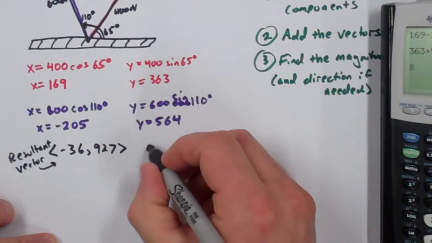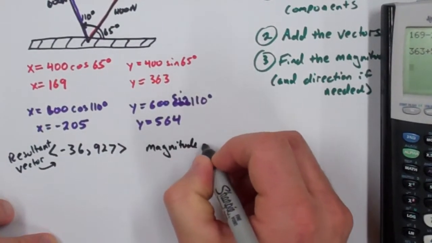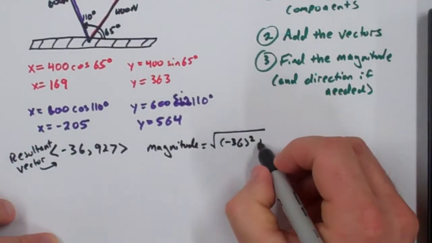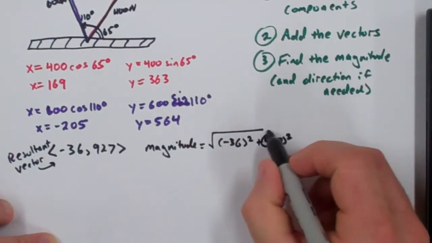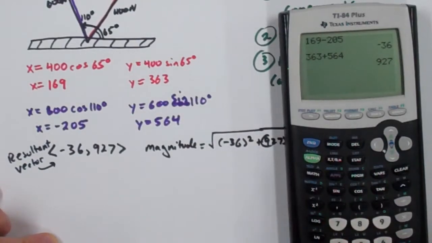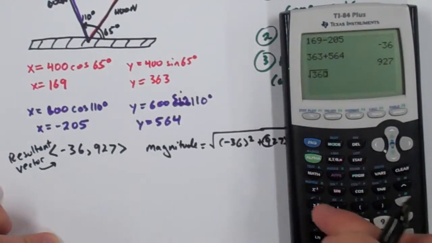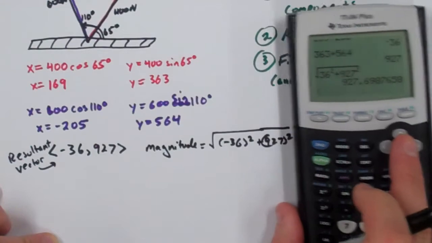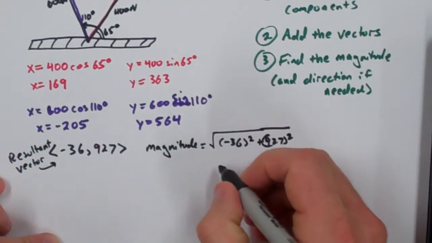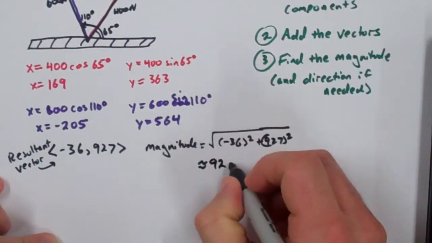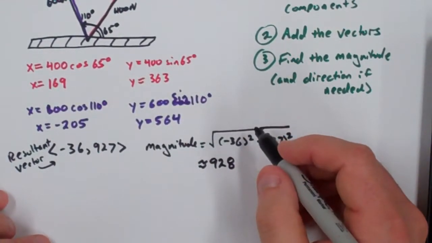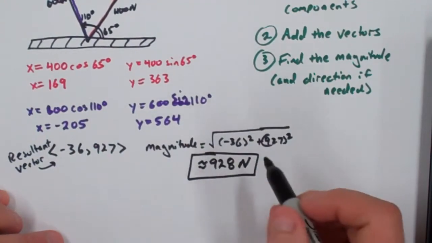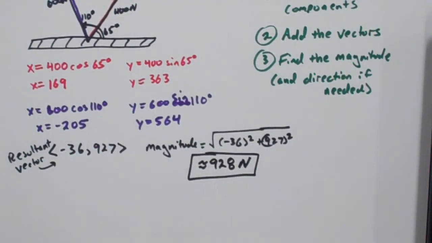Now if we want to find the magnitude, remember that's just the square root of the x component squared plus 927 squared. So we'll knock that out in the calculator real quick. And that's 927.7. Or we could say 928. And we want to make sure that the force is stated correctly, so that'll be in newtons. We don't have to find the direction, we just want to find that force on the ladder.